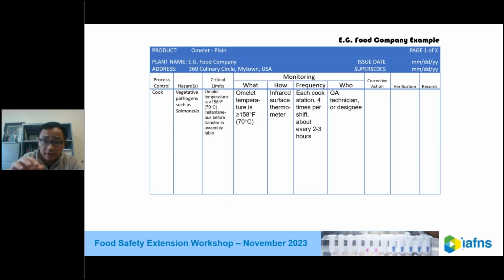So this is what we have here, filling the table. What are we going to do? What's the monitoring? Omelette temperature, 158 degrees Fahrenheit, 70 degrees Celsius. How are we going to do it? Here the example is using an infrared surface thermometer. But we have to be careful because this is a surface, it's not internal. Frequency, each cook station 4 times per shift, every 2 to 3 hours. Who is going to do it? The quality assurance technician or designated line person.